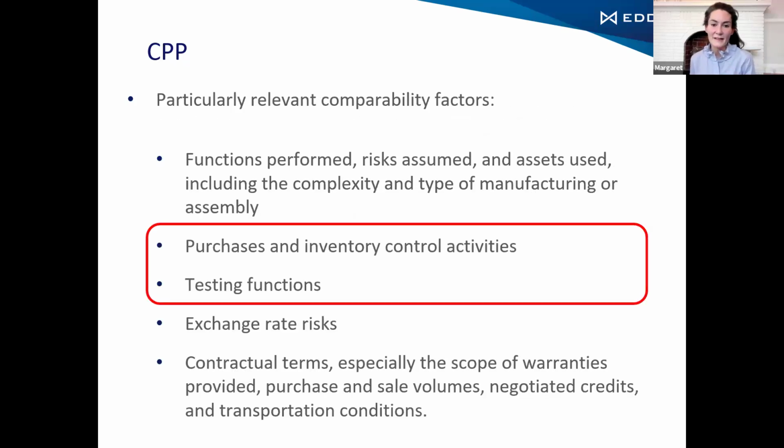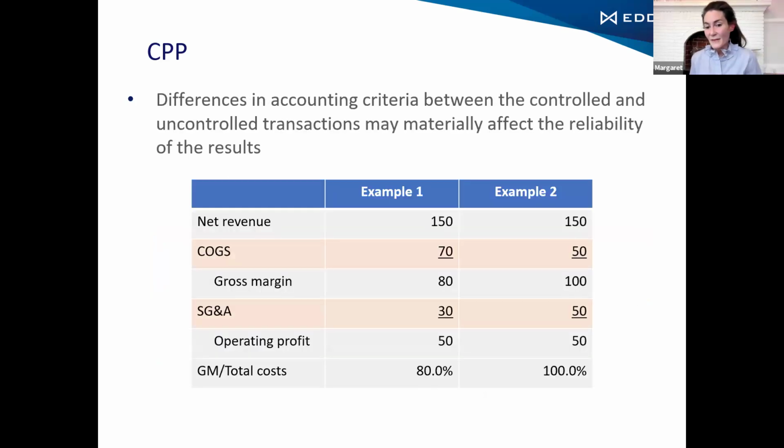And we see the comparability factors that are the most important for this method. We see the same three that we just saw for the resale price method. And in this case, because we're talking about a manufacturer, we see that purchases, activities related to inventory, and testing or quality control are more important. And we have the same issue because the cost plus is also a gross margin analysis. We see the same issue that we just saw with the resale price method.